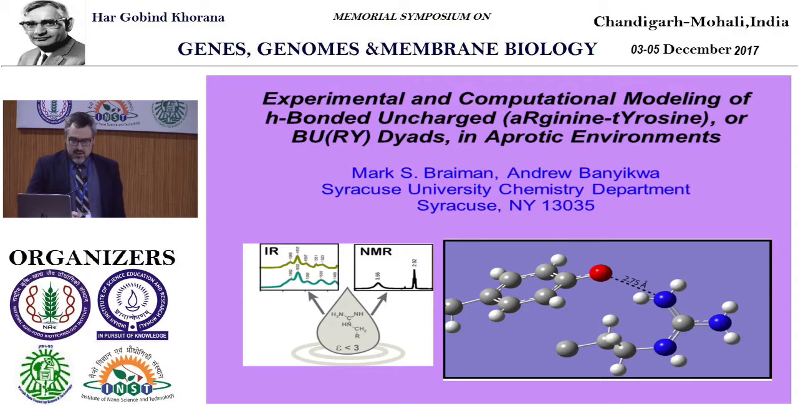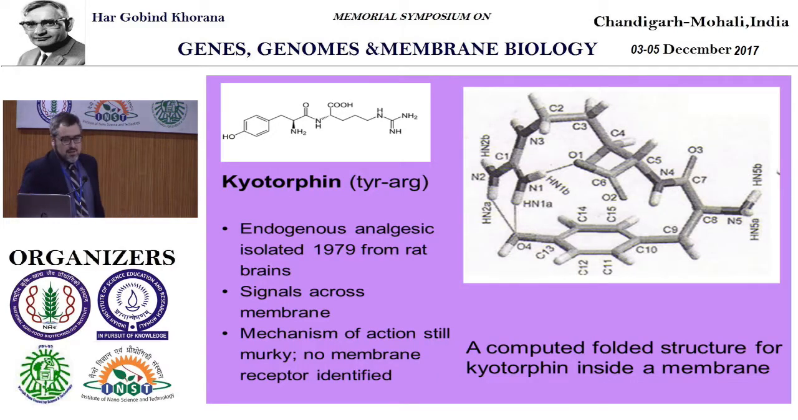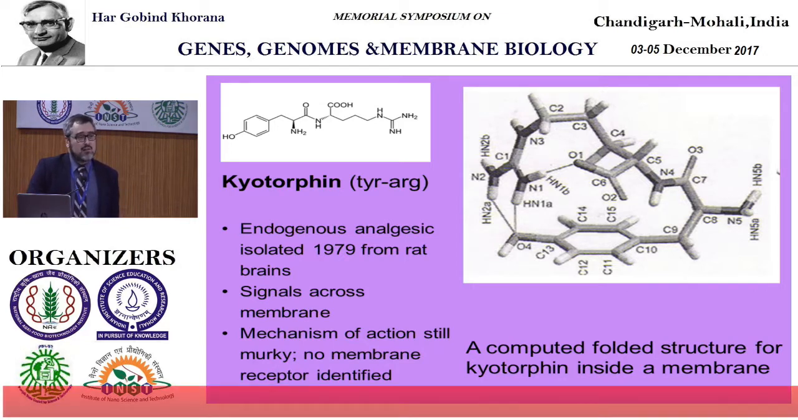And even this example of one of the smallest proteins, actually just a dipeptide that involves arginine, is the endogenous brain analgesic kyotorphin. This is just tyrosine-arginine, and it was first isolated in 1979 from rat brains. The demonstration that it functions as an analgesic originally required that it be injected into rat brains directly because it couldn't get past the blood-brain barrier.